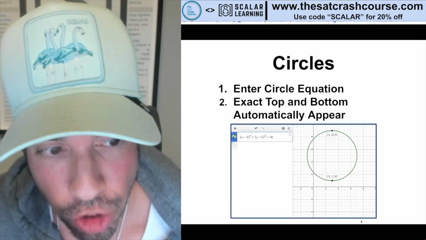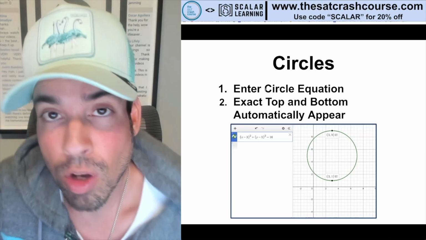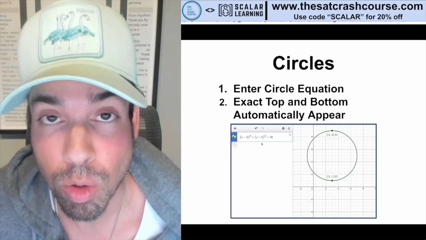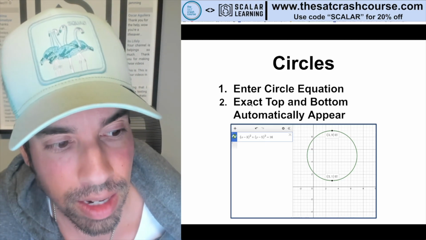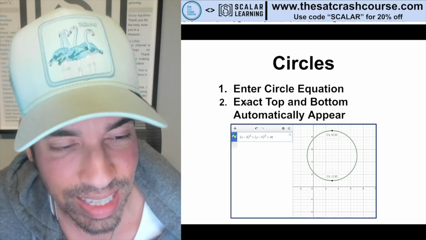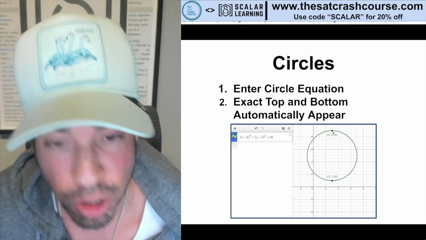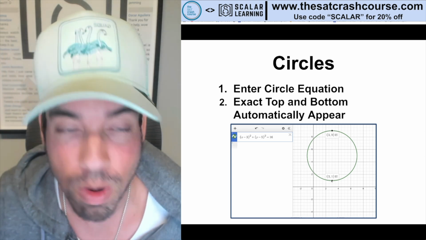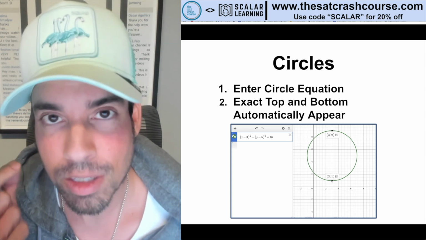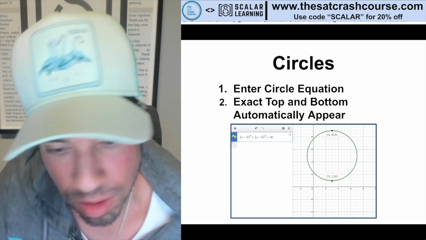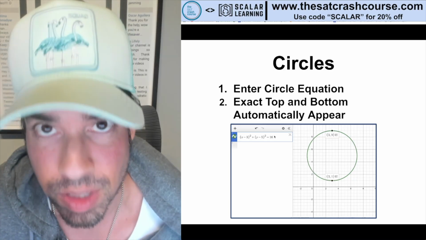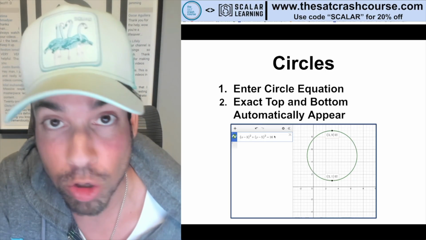Now we come to circles, and again with circles, no surprise here. We just enter the circle equation as is, whether it's in this format or regular standard form. And then the most important thing to remember is the exact top and bottom automatically appear. You may have to click them to get the coordinates to show up, but this will always show up. Why is that valuable? Because you can use those to calculate the radius. So if you're familiar with this format, I know the radius is going to be the square root of 16. It's going to be the square root of that r squared value.